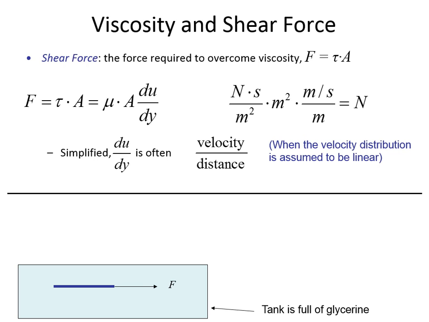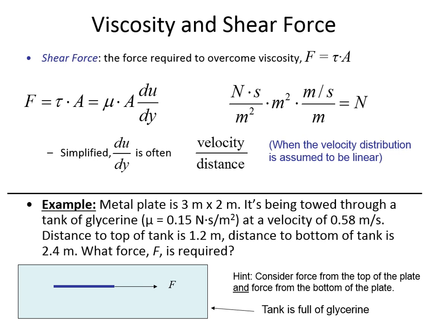All right, so this is a tank full of glycerin, which we know is a really viscous fluid. And here we have a metal plate. It's got an area of 3 meters by 2 meters, so 3 meters long, 2 meters into the page. It's got a top and a bottom. You know, planes have both a top surface and a bottom surface. And so it's in contact with the glycerin on the top and the bottom.